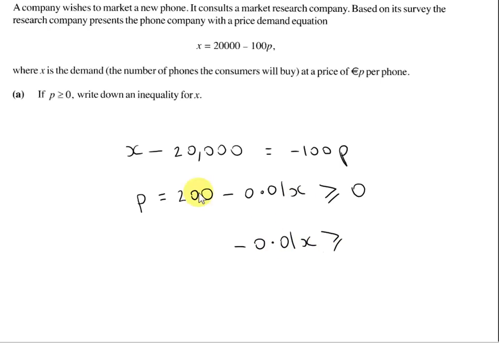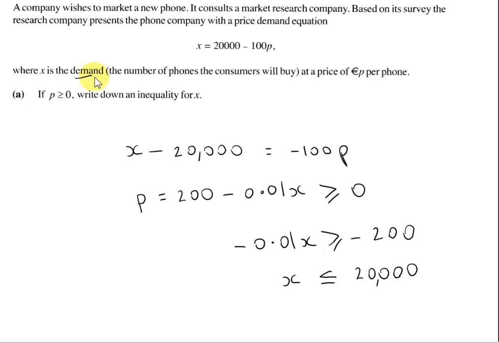So if I subtract 200 from both sides, I get 0 minus 200. Now we divide both sides by minus 0.01. Since we're dividing both sides of an inequality by a negative value, it switches the direction to less than or equal to. So we have 200 divided by 0.01, 200 divided by 1 over 100, or 200 multiplied by 100. We get X must be less than or equal to 20,000.